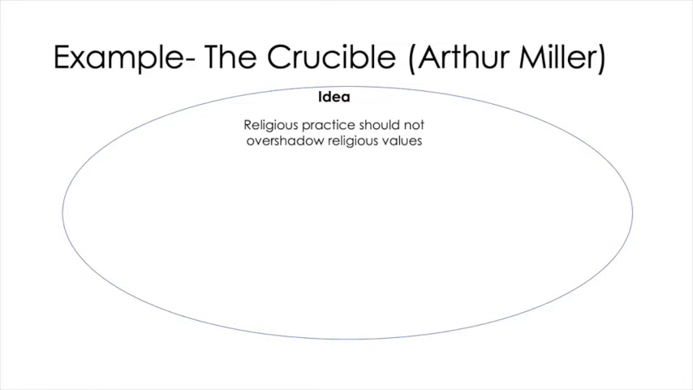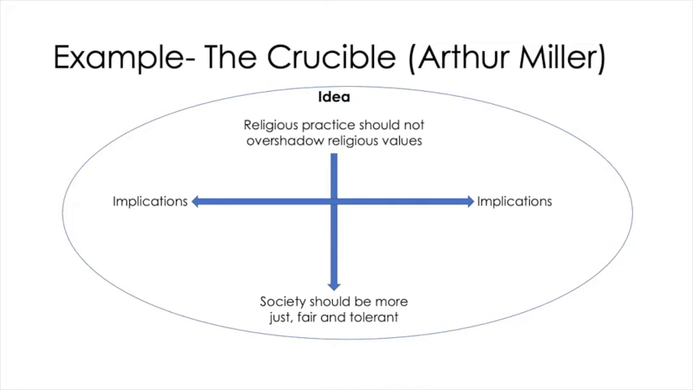Because people do this, there are all these issues within there. The implied resolution to this problem is that society should be more just, fair, and tolerant. And we find ourselves yearning for that throughout the text because we see so much corruption and injustice. But let's look at some of the implications of this idea. If we live in a world where religious practice is more important than religious values, and just to clarify, that means what you do is more important than why you do it or the character of the person that you are, what are some of the things that we might see?